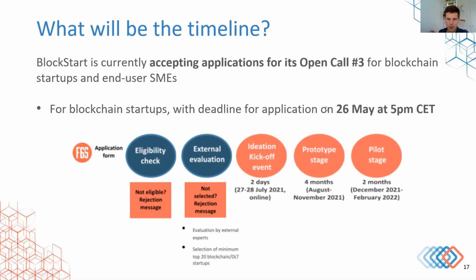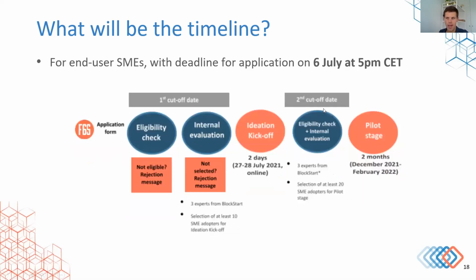So then next we have the timeline for SME adopters. In parallel we have the open call for startups, which will run until 26th of May, and at the same time for SME adopters. SME adopters, you may apply until 6th of July. This application is devised to participate in the ideation kickoff event.